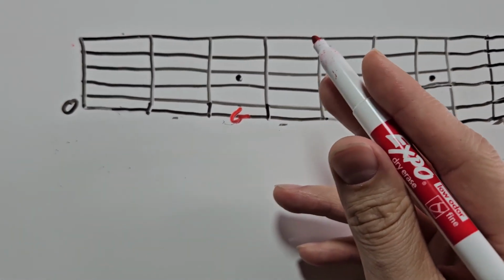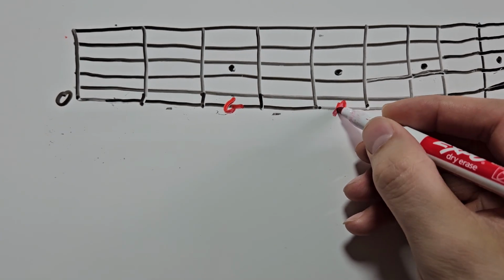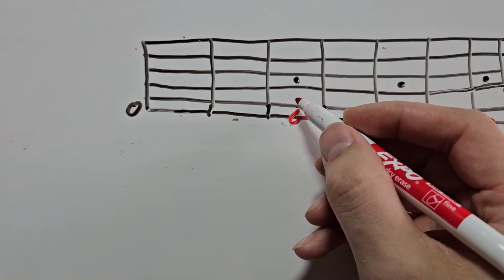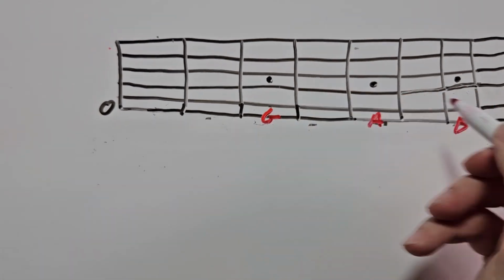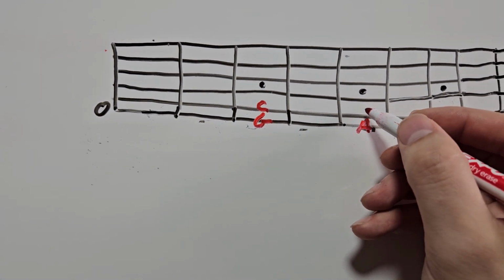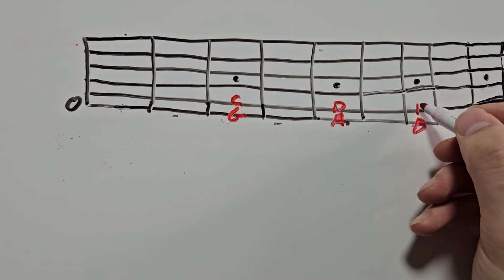I know people will fight me on that, and that's okay. So we're going to do a whole, another whole, and then between here and here is B to C, so that's a half. Then C to D, that's a whole.